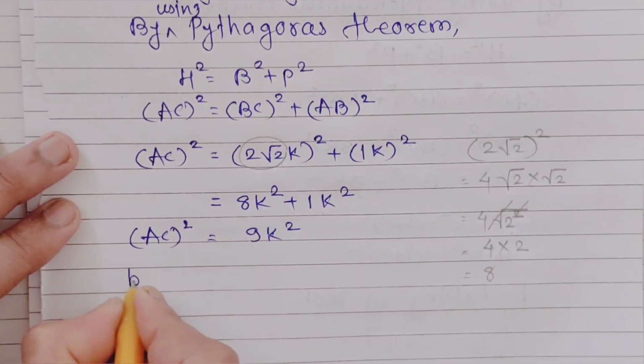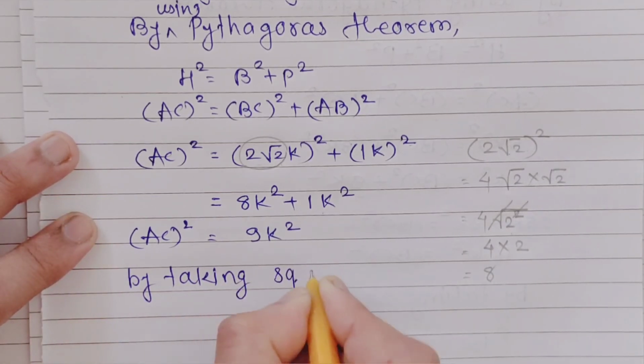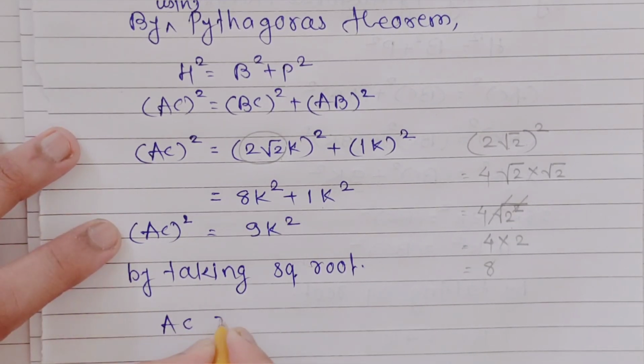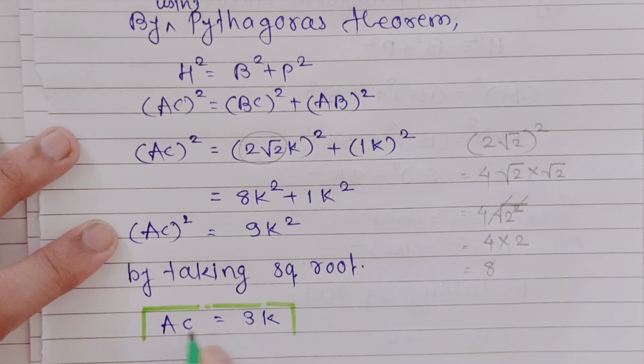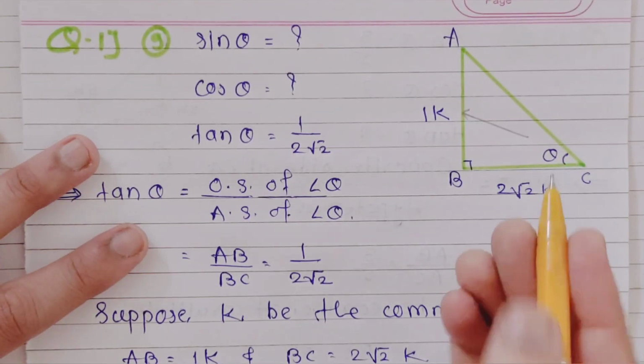Now by taking square root, AC is equal to 3K. Is it clear? We know that 3 square is 9, that means AC is equal to 3K. That means hypotenuse is equal to 3K. Is it clear? Let us mention in the figure: AC is equal to 3K.